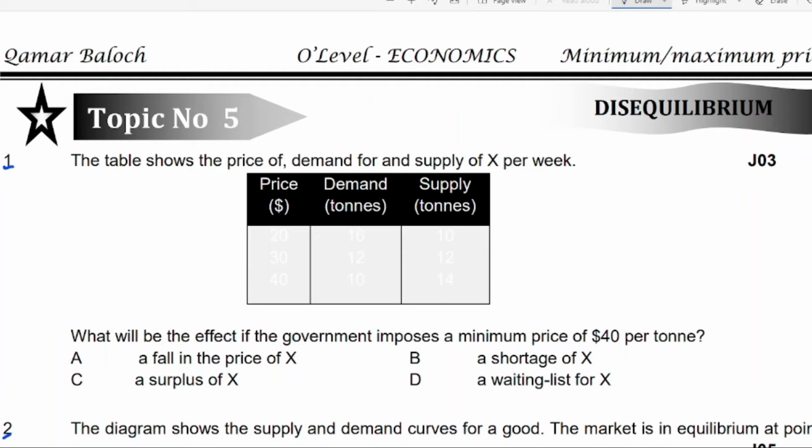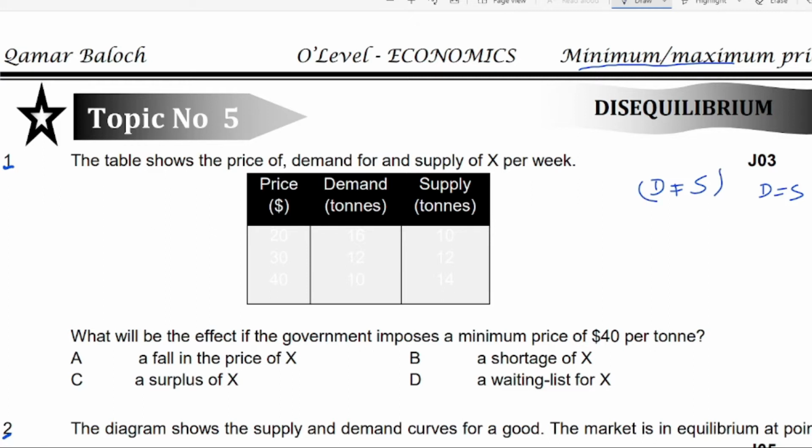Hello everyone. The topic I'm going to discuss today is disequilibrium, and disequilibrium is caused by minimum and maximum prices set by the government. When government intervenes in the industry and sets a minimum price or maximum price, that will cause disequilibrium in the market. Disequilibrium occurs when demand is not equal to supply, while equilibrium was equality of demand and supply.